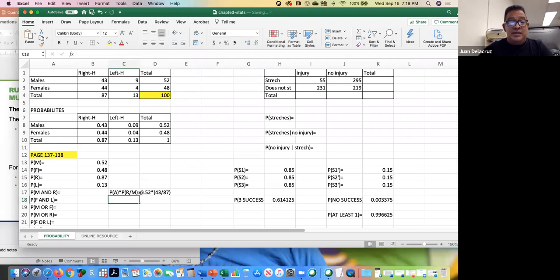So I'm going to copy this formula, Control C, and that's what I'm going to do here. Control V, okay?